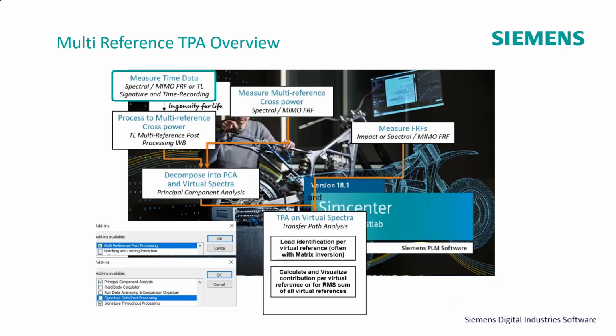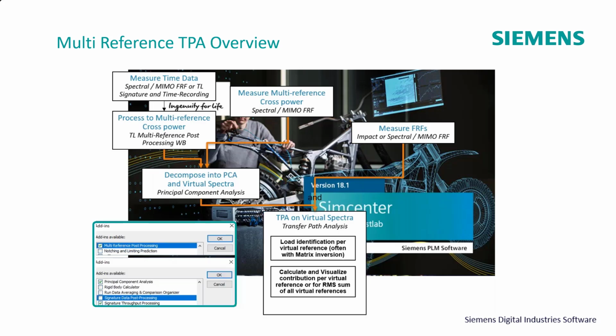I measure the throughput in spectral or signature, use the multi-reference TPA add-in to calculate multi-reference cross powers in the throughput processing workbook, use the principal component analysis add-in to calculate the principal components in the virtual spectra, then we feed that into transfer path analysis. You measure the FRFs. Traditional way to measure the FRFs, use impact testing, use spectral testing, use NEMO FRF, and we feed those FRFs into TPA.